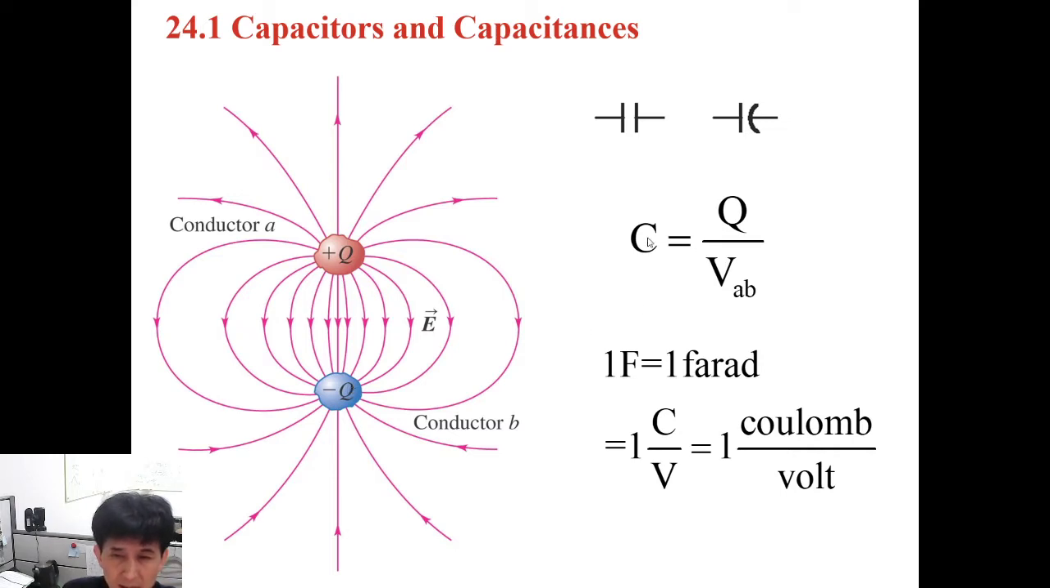And the capacitor is defined as the amount of charge stored in the system divided by the voltage. And voltage is a potential from one point to the other. And the unit of capacitor is a farad, and it's a coulomb over volt. So it's the amount of charge per voltage. That's the unit of farad.